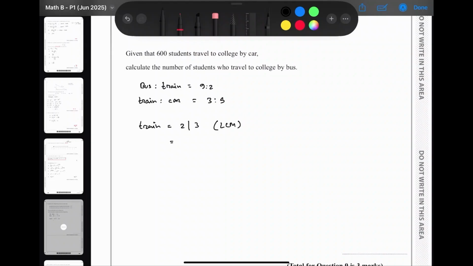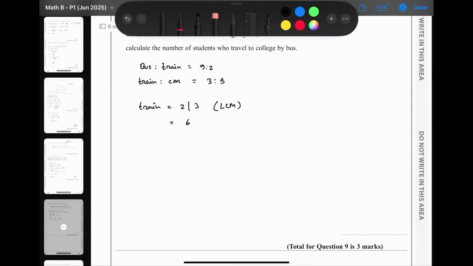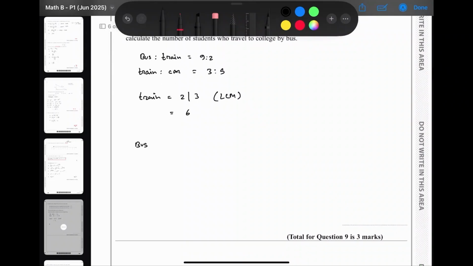Our LCM of 2 and 3 is 6. As our ratio of train has changed, the other 2 ratios of bus and car will also need to be altered. We cannot just alter it to anything. Rather, we will make change to both of them as much of a change was made to the ratio of train in their given ratios.